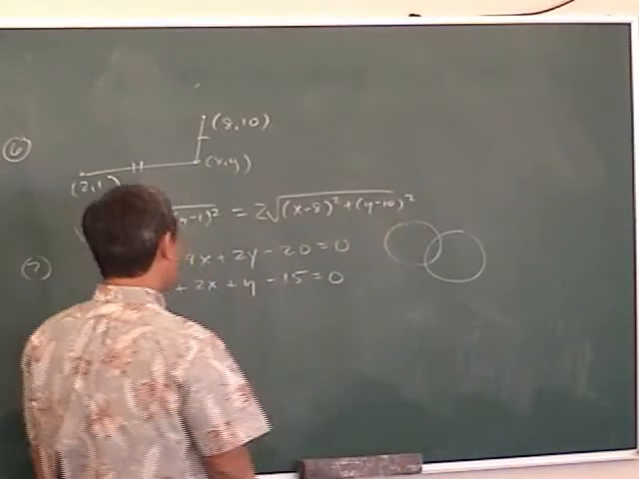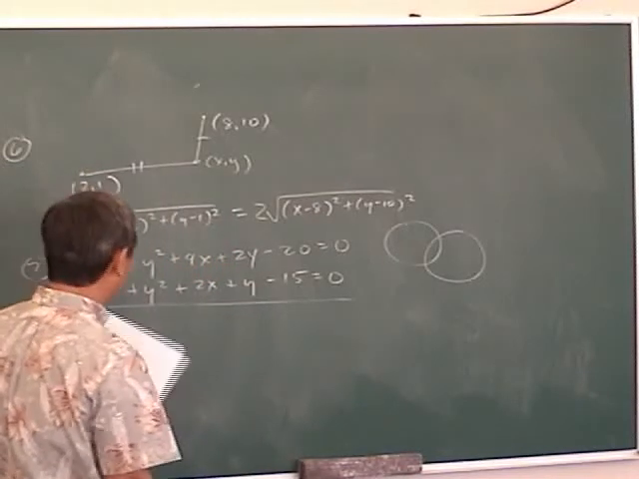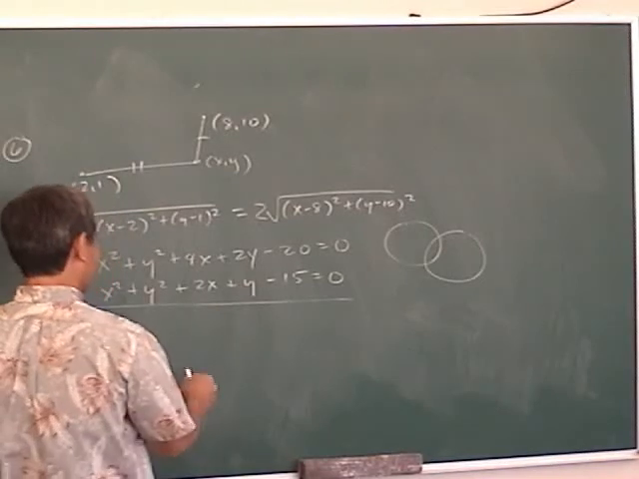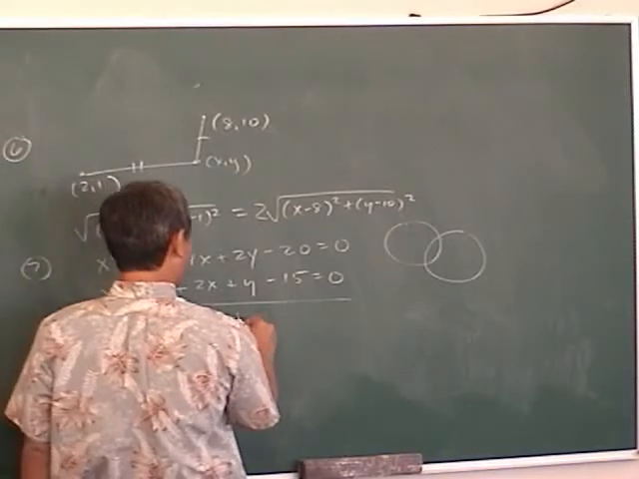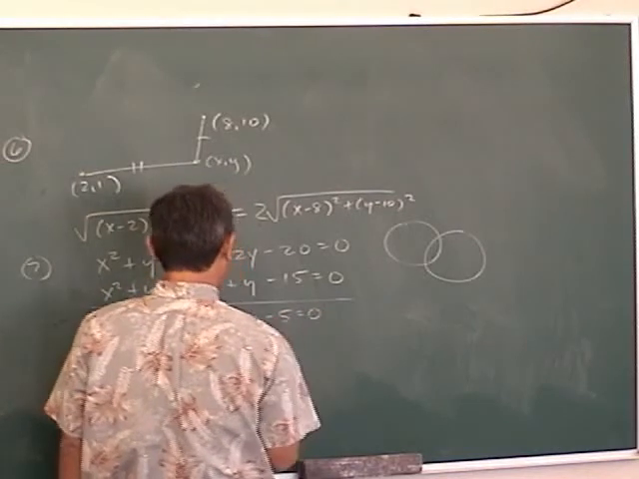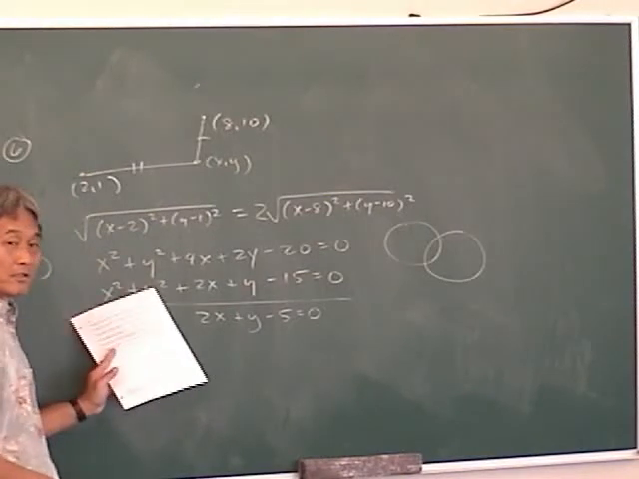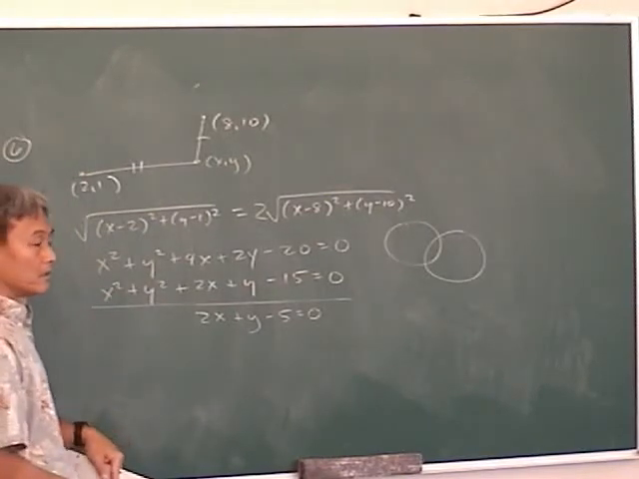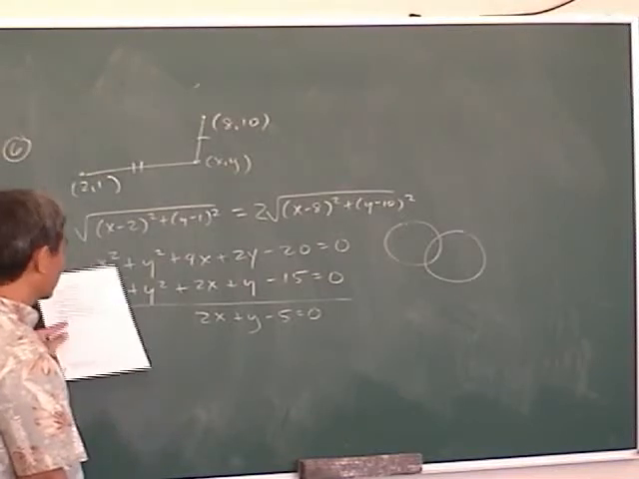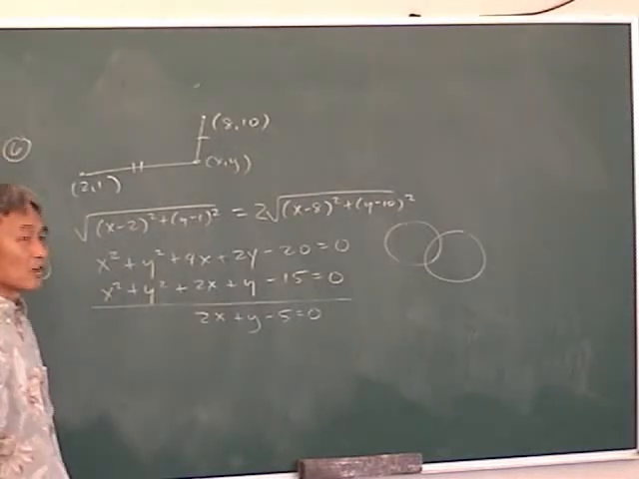What do I do with these two equations? Yeah, well, some people set them equal, but then how about you subtract? Because if you subtract the equations, what comes out? 2x plus y minus 5 equals 0. Now, if you wanted, you could add the two equations, but what would happen if you add these two equations? What would you get? If you add these two equations, you would get 2x squared plus 2y squared plus 6x plus 3y minus 35 equals 0. That's a circle, right?